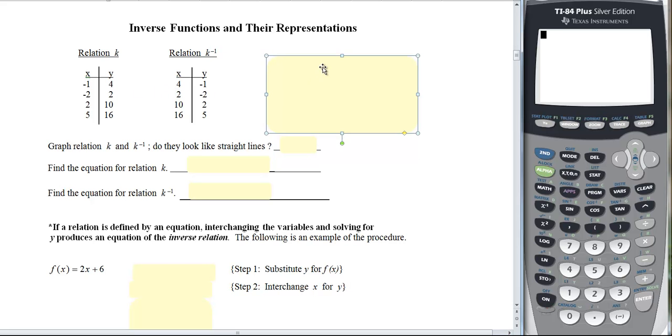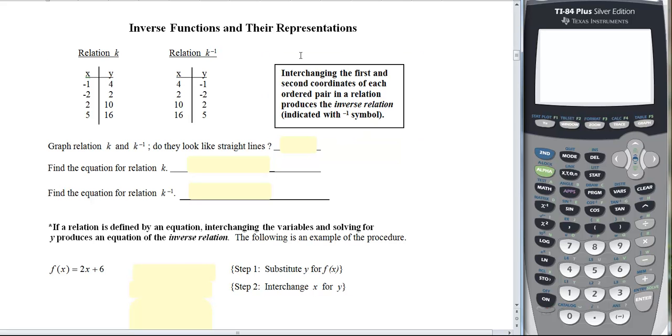So if I have that situation, interchanging the first and second coordinates of each ordered pair in a relation produces what's called the inverse relation, indicated with that little -1. It sort of looks like an exponent, but it's not an exponent in this situation. It's just a symbol indicating inverse relation. Okay?